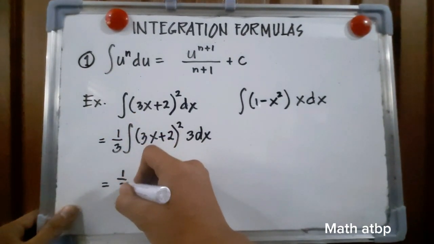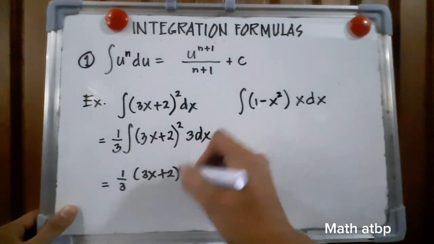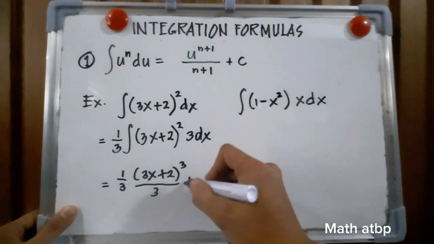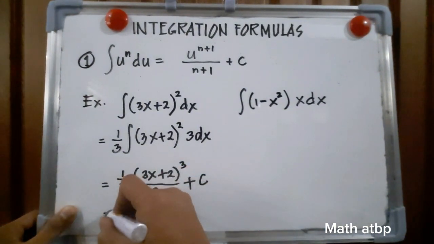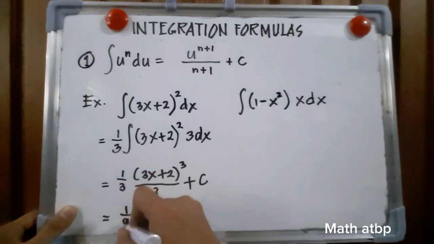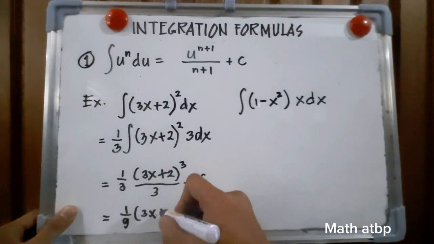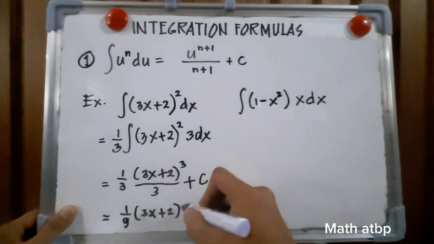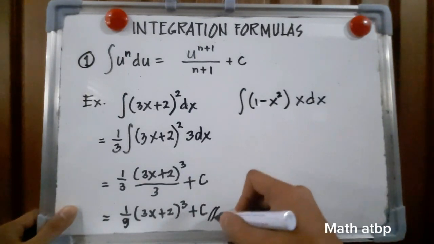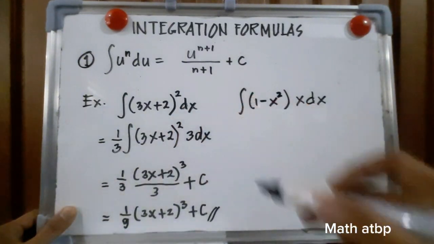So now, finally, we have 1/3 of the quantity 3x plus 2 raised to 3 over 3 plus c. Finally, we have 1/3 times 1/3 is 1 over 9 of the quantity 3x plus 2 raised to 3 plus c. That is the integral of the quantity 3x plus 2 closed quantity squared dx.